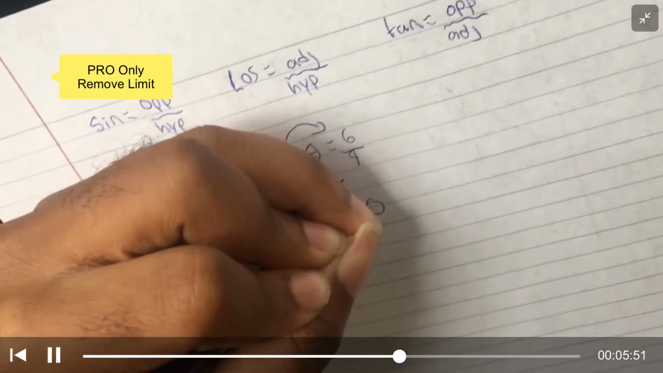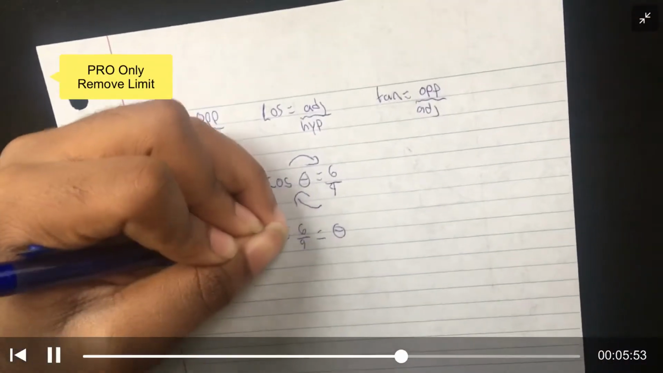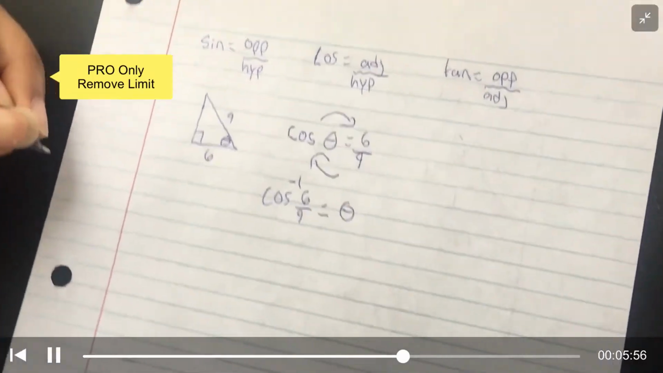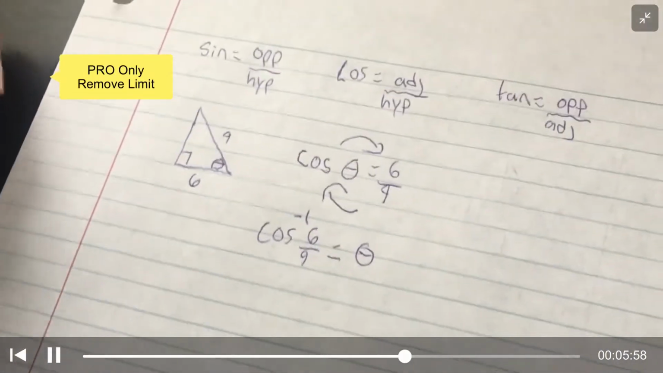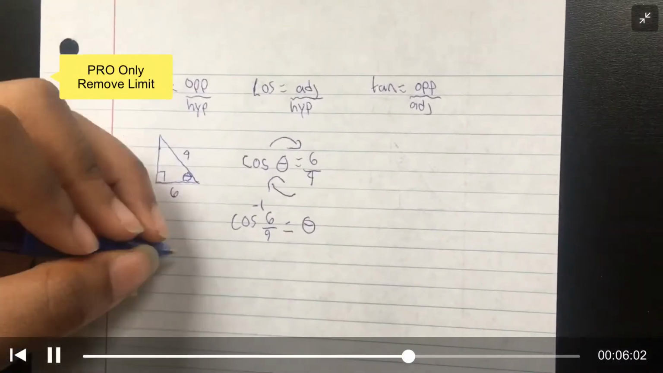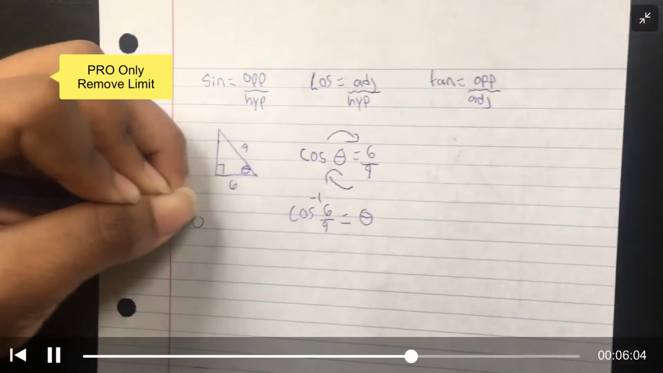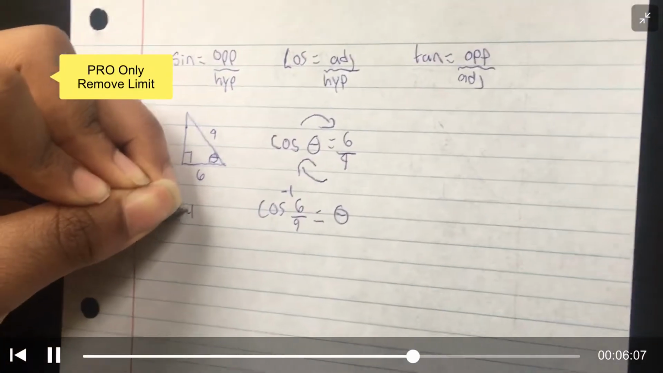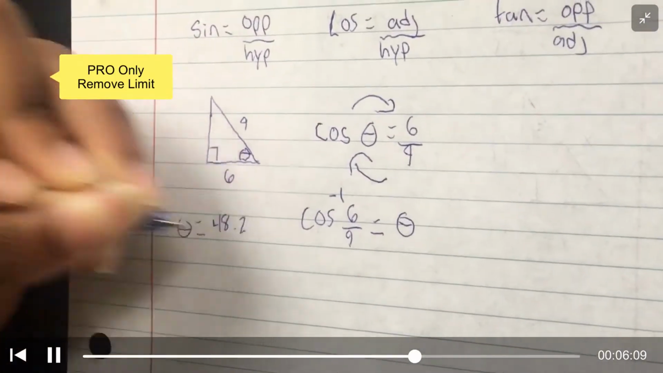And it wouldn't just be that. You remember, you got to put the -1 next to it in order for the calculator to recognize it as arc cosine. And you would solve it from there using the calculator. The answer you would get would be theta equals 48.2 degrees.